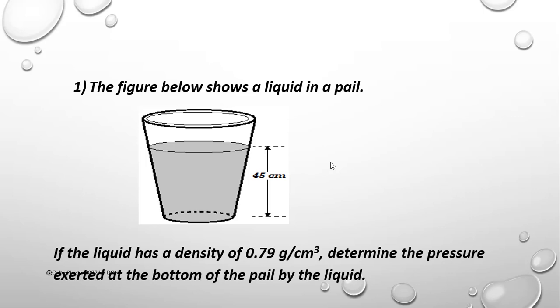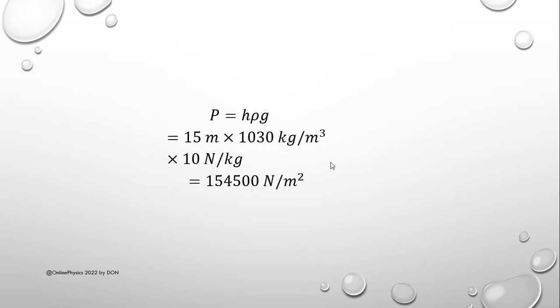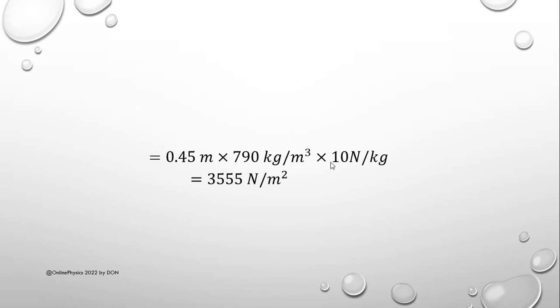So next we have another question here. The figure below shows a liquid in a pail. So the liquid height is 45 centimeters in that pail. If the liquid has a density of 0.79 grams per cubic centimeters, we are supposed to determine the pressure exerted at the bottom of the pail by the liquid. Again, the formula for this is pressure is equal to height times density times g. Still, the height here we have 45 centimeters. Convert that one into meters, which is the SI unit of length.